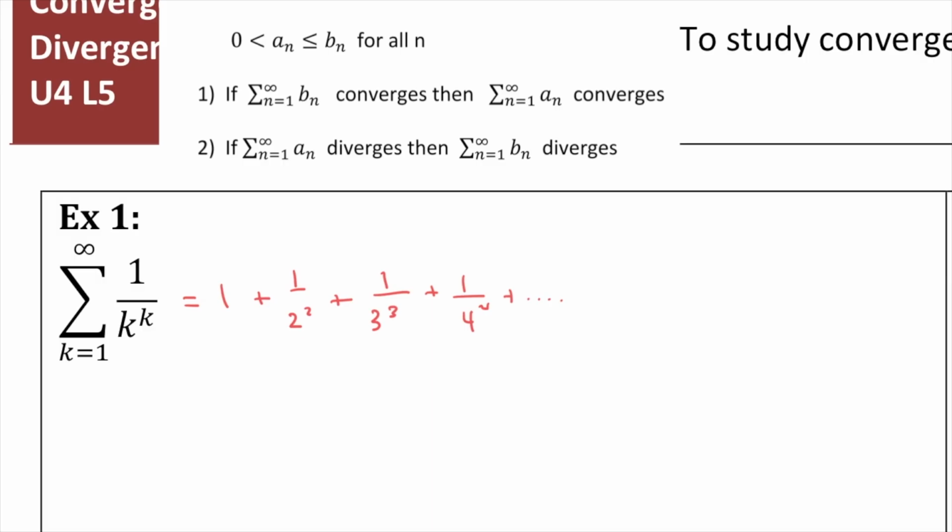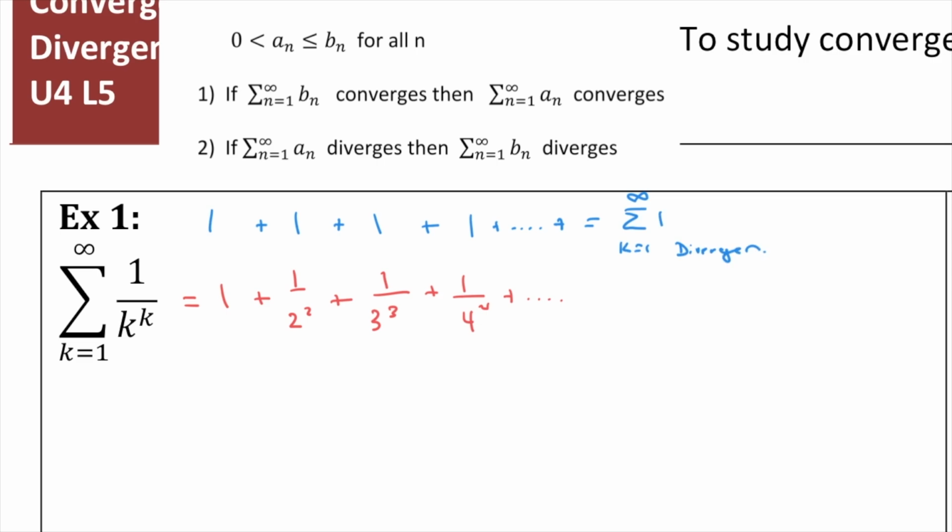Let's first compare our problem to 1 and 1 and 1, just to see and understand what's happening. So if I think about the series that gives me the terms 1 plus 1 plus 1, that would be the series k equals 1 to infinity of 1. And I know that this is divergent.